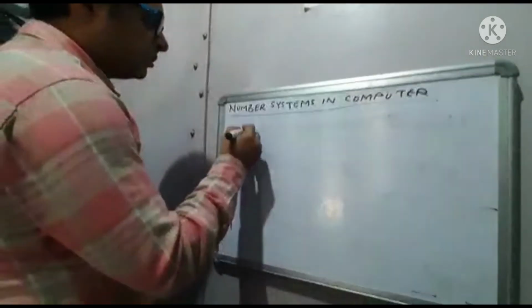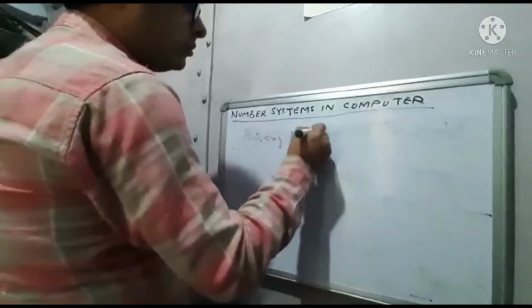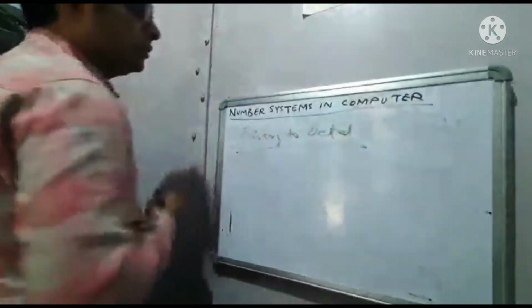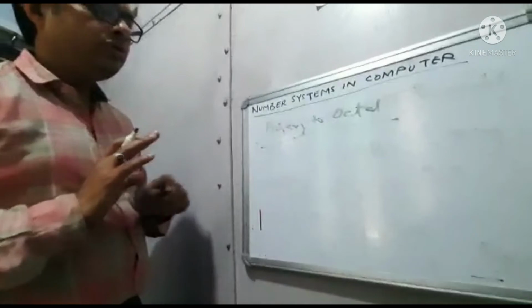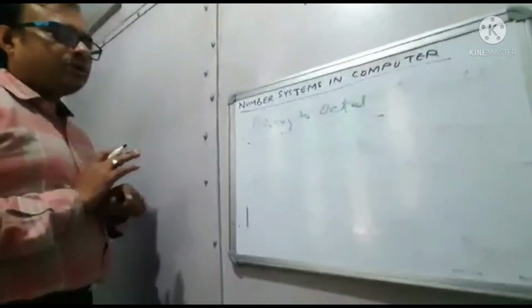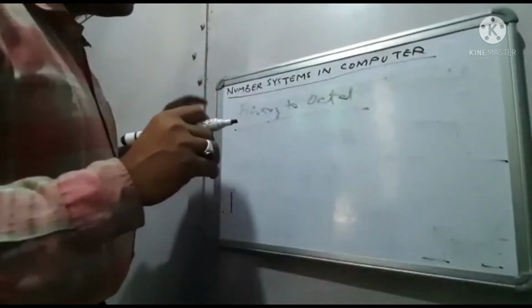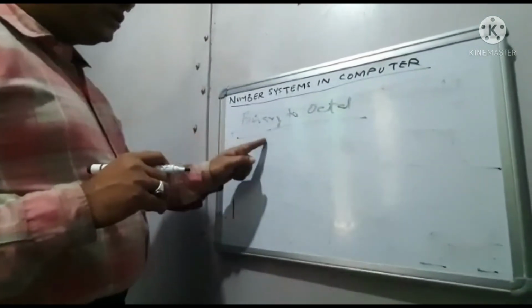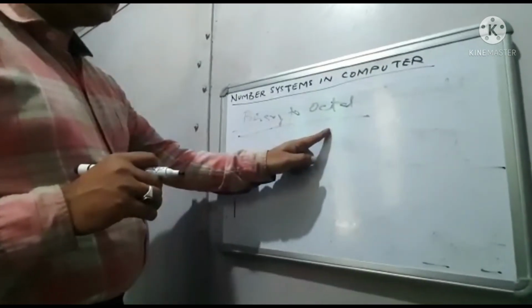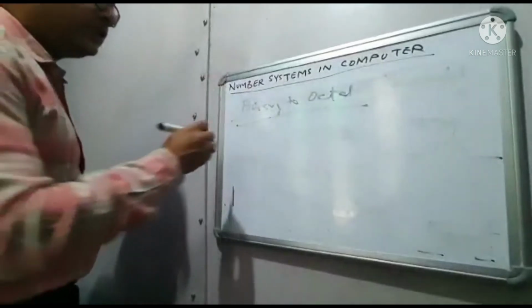Now let us understand some other conversions also, like binary to octal and octal to binary. First, understand binary to octal. Binary to octal is very simple. You do not need to do any bigger calculations in converting from binary to octal, because both are related systems. Binary is a base 2 system and octal is a base 8 system, which is 2 to the power 3. So the conversion is very interesting.